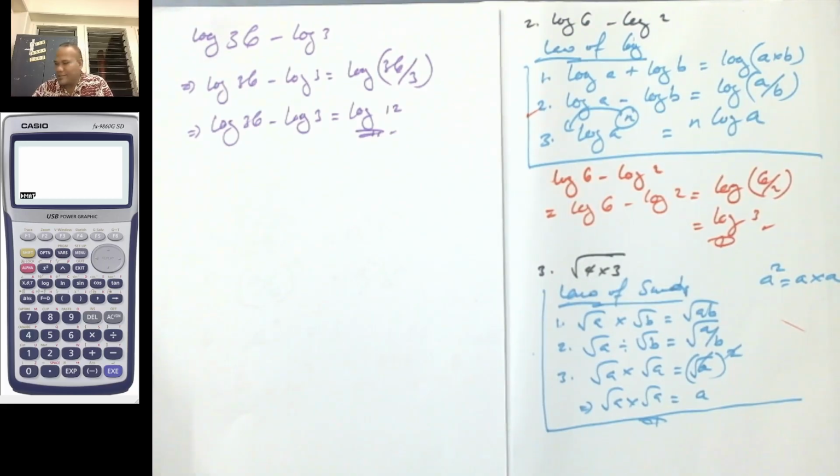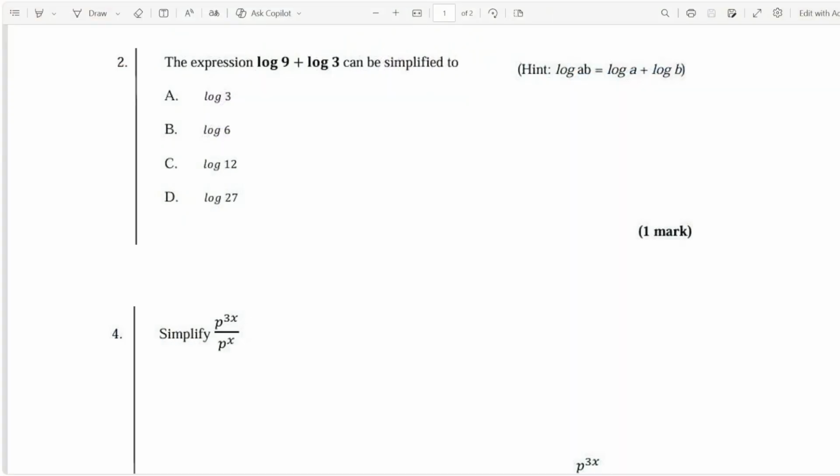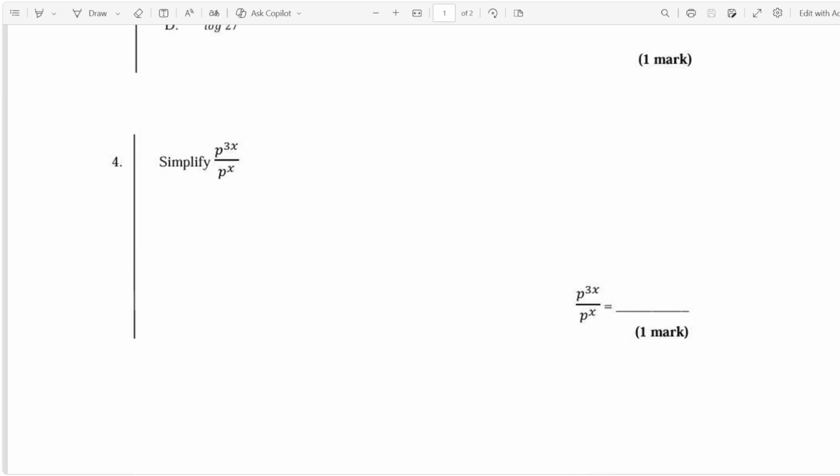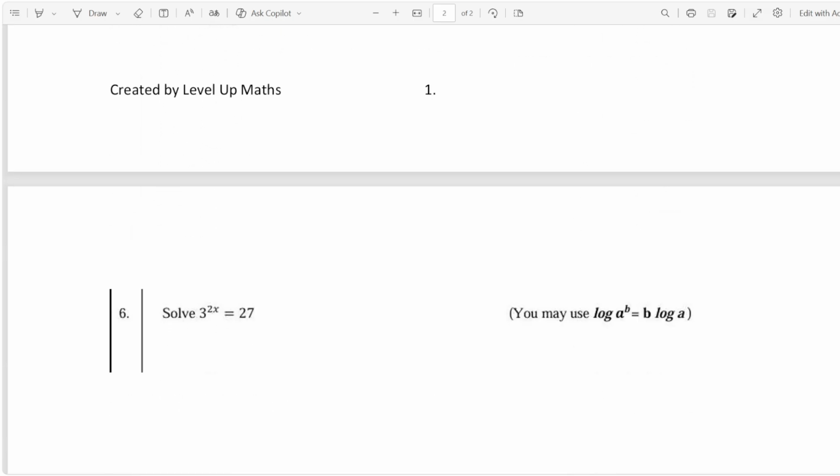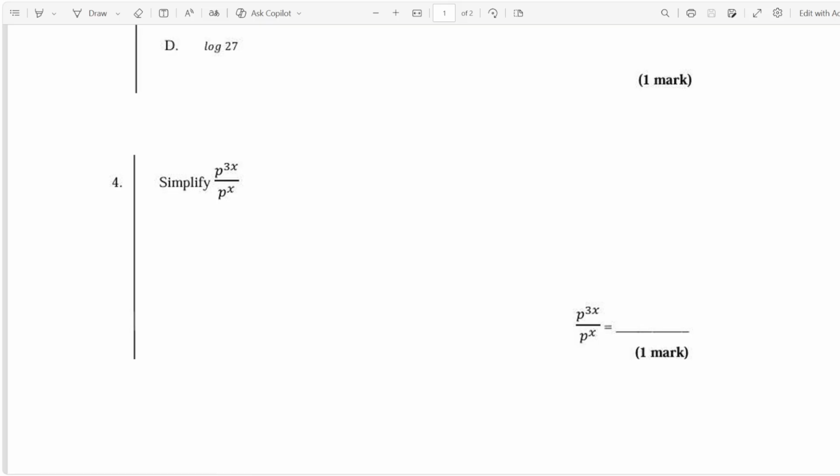I hope that you understood the applications of logs. Let's try and look at the next question. So our next question is question 4.